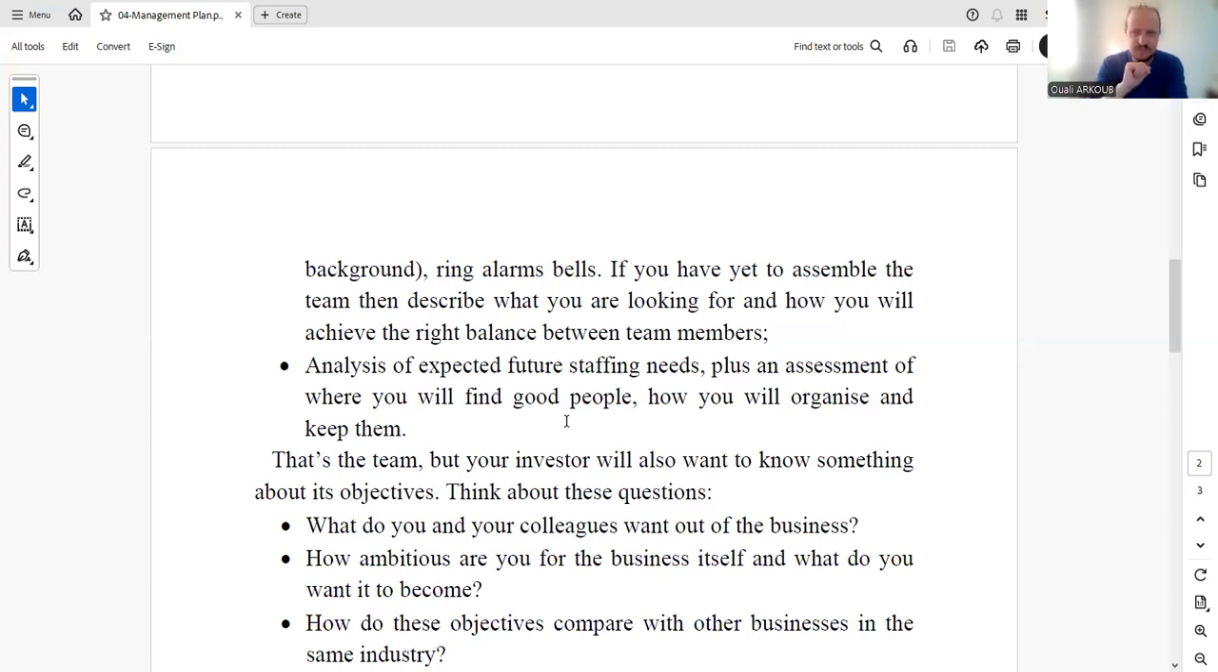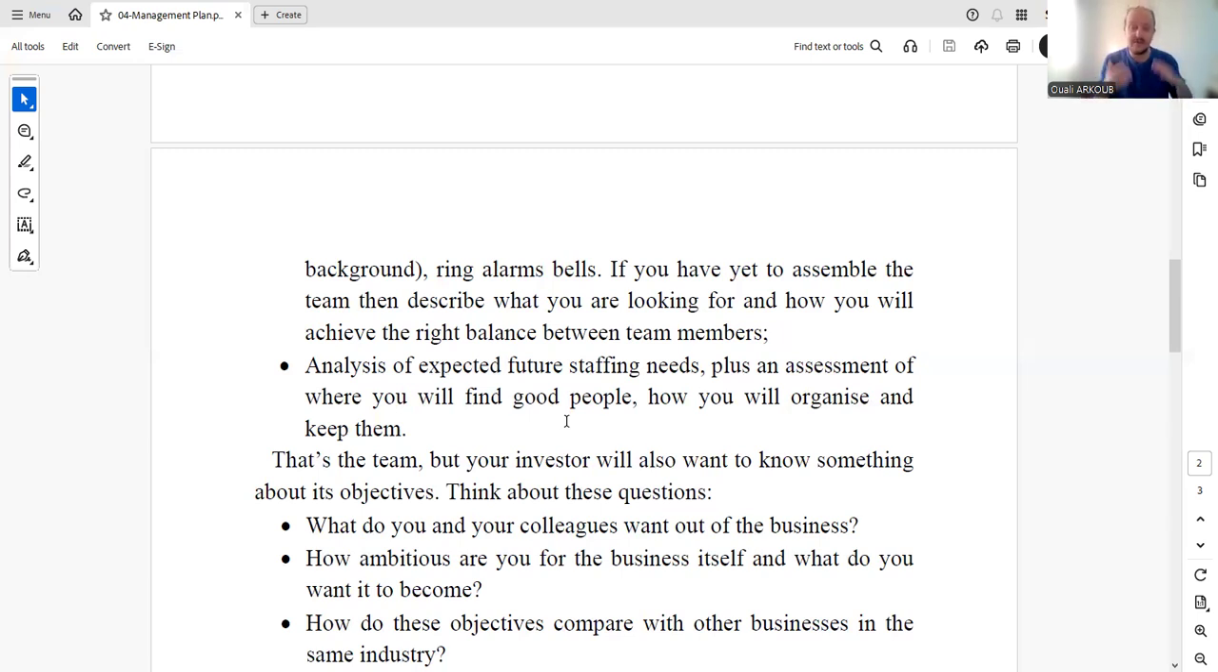Think about these questions, which are the main questions in your management plan. Plus the staff or team management plan, you also have these very important questions. The first: what do you and your colleagues want out of this business? What are your objectives or goals from this business? The second: how ambitious are you for the business itself, and what do you want it to become?